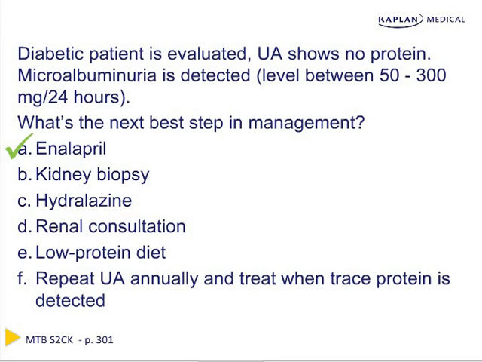ACE inhibitors or angiotensin receptor blockers, like losartan or valsartan, are the best initial therapy for any degree of proteinuria in a diabetic patient. What they do is they decrease the progression of proteinuria and therefore can delay the development of renal insufficiency in our diabetic patients.